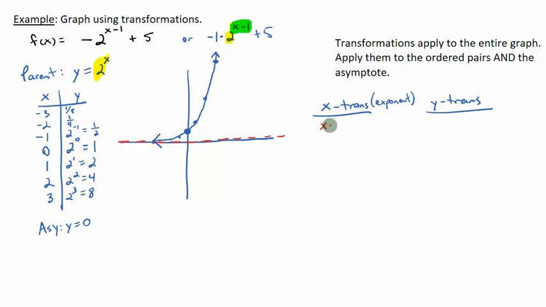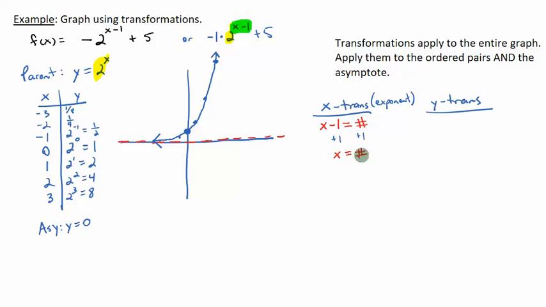So I take that x part of the function and treat it like it's in some equation that I'm trying to solve. So x minus 1 equals some number. And then the transformations, the x transformations, are actually the steps it takes to get x by itself. So here I would add 1 to both sides, and that would leave me with x on the left side and some number on the right side.